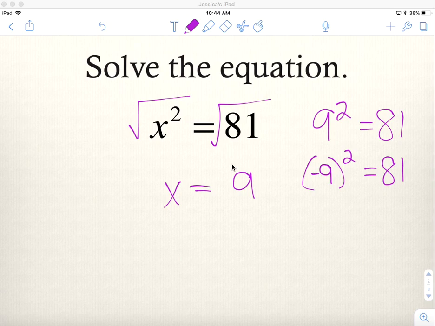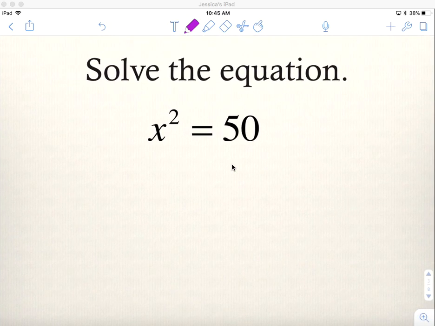So for our answer, we're actually going to write plus or minus 9 because positive 9 will work for our answer and negative 9 will work for our answer. So today, remember, every time you take the square root to put plus or minus in front of your answer.